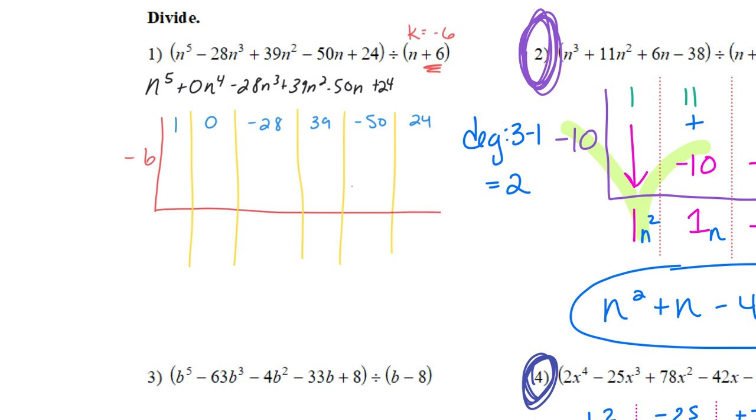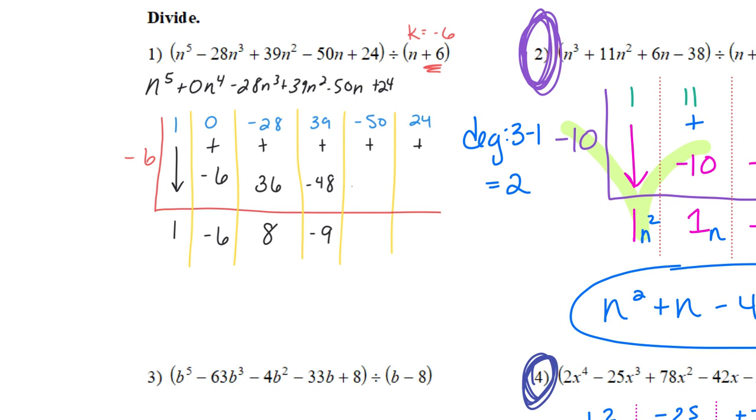All right, we always take the first number and we bring it down, and then I multiply what's on the outside and add up what's on the inside. Multiply negative 6 times 6 to get 36. Add it up, get 8. Negative 6 times 8, negative 48. Add it up, negative 9.